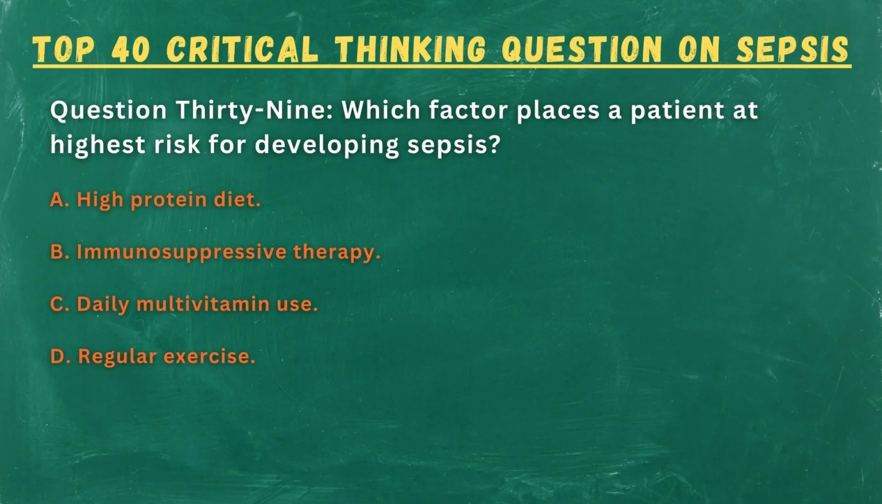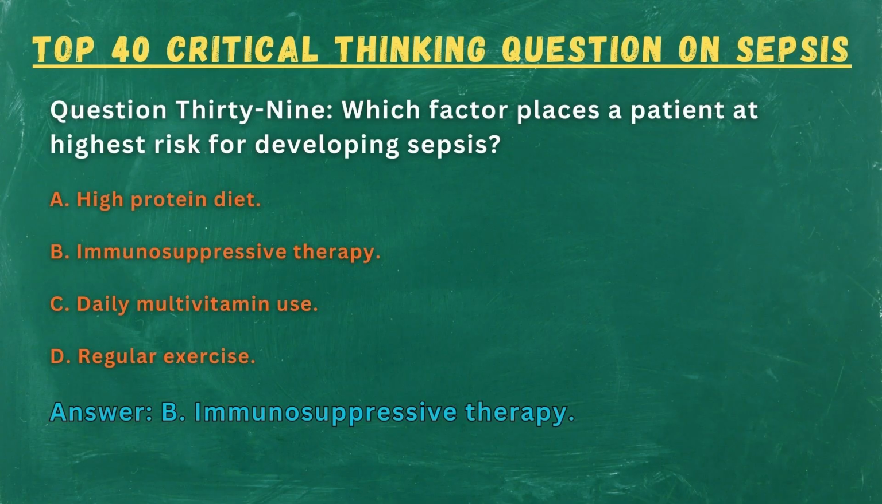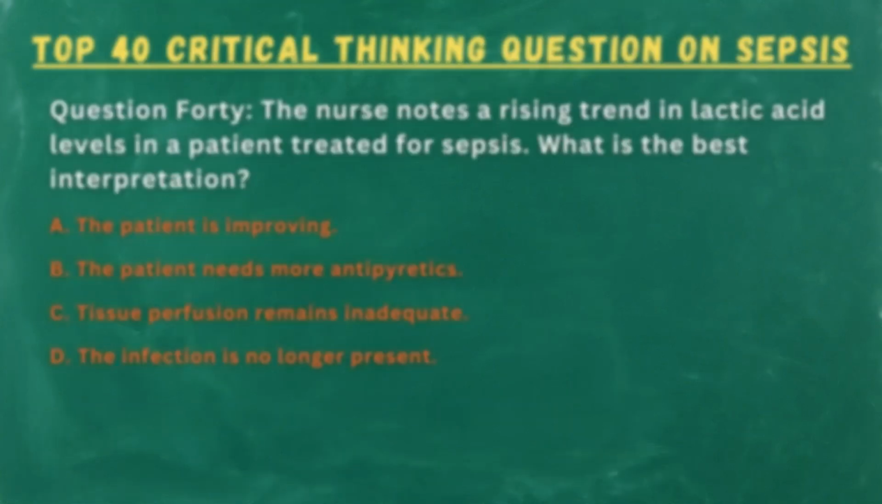Question 39. Which factor places a patient at highest risk for developing sepsis? A. High-protein diet. B. Immunosuppressive therapy. C. Daily multivitamin use. D. Regular exercise. Answer: B. Immunosuppressive therapy.